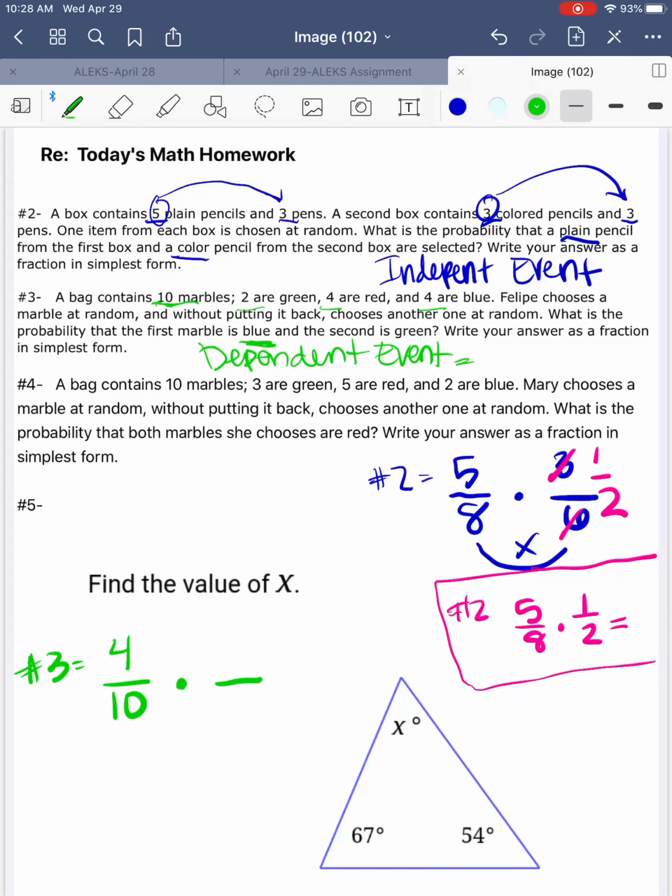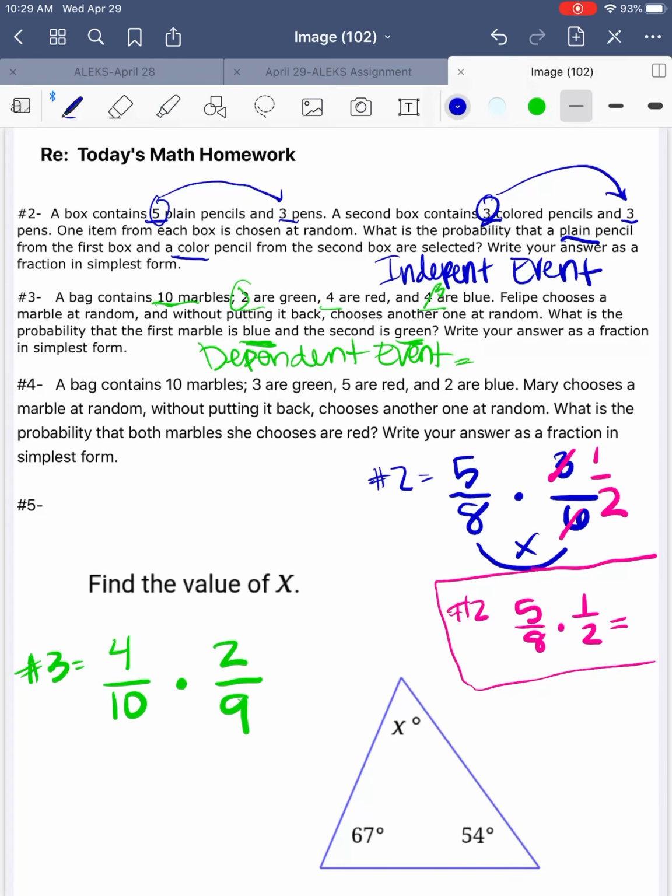And so now when it's a dependent variable, it says, what is the probability that the first marble and the second is green, but he didn't put back that first blue one. So now we're down one blue one. So now there's 9 total marbles in the bag, and 2 of those are green. So the probability of picking out a green one the second time would be 2 out of 9.